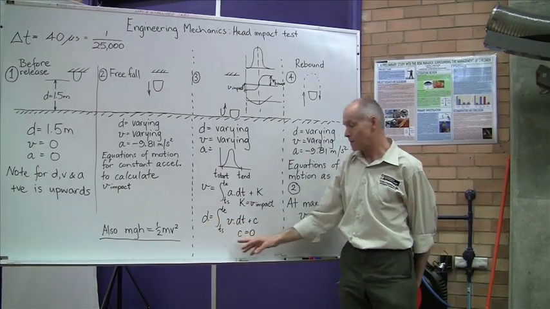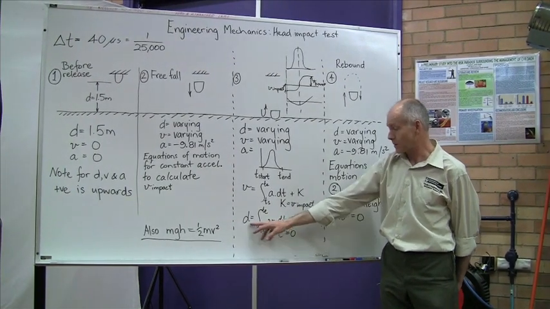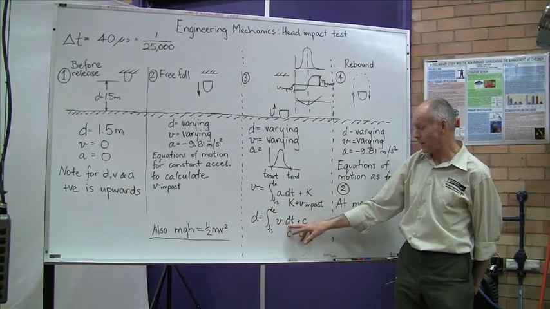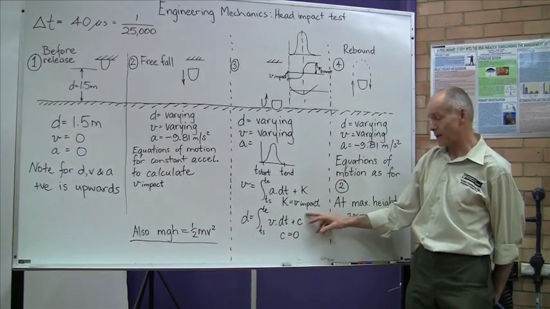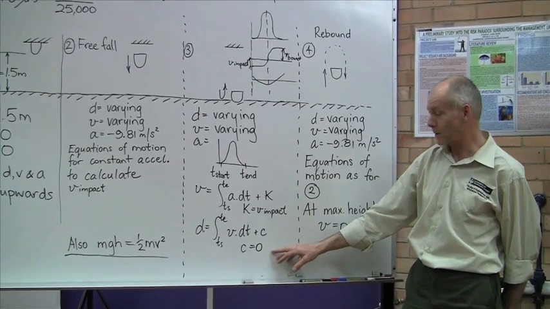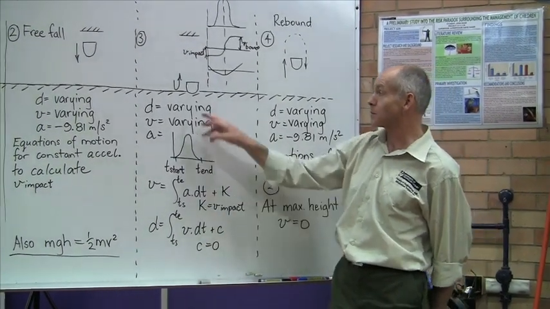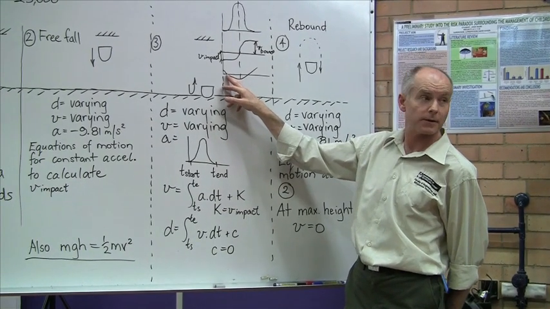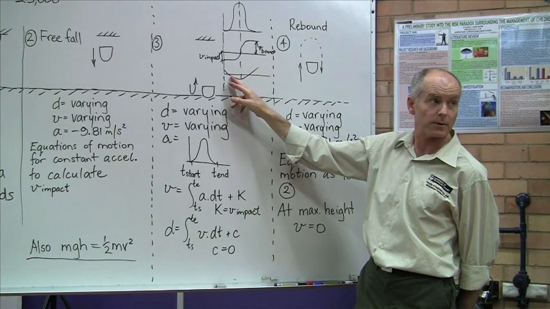Similarly for displacement, we can integrate velocity to get displacement. So displacement is the integral of velocity from T start to T end. And again, we have an integration constant we need to address. In this case, we know that the displacement is 0 at T start, at the start of contact of the head form.